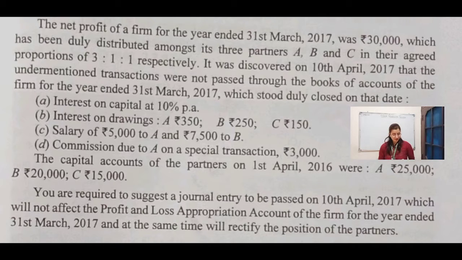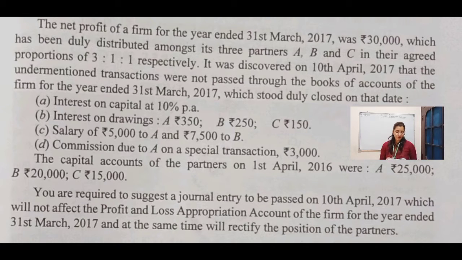Now, what are these transactions which was not recorded? First is interest on capital at the rate 10% per annum. Second is interest on drawings. A's drawing is 350, B's interest on drawing is 250 and C's interest on drawing is 150.